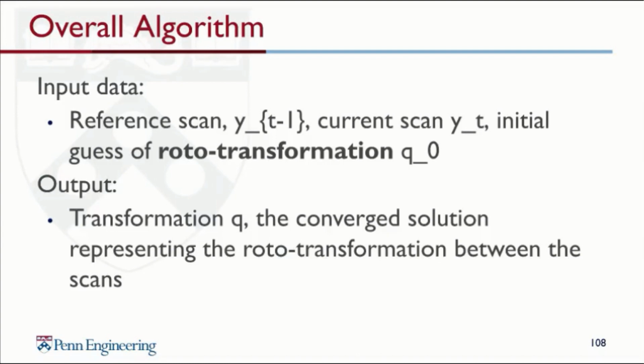Now, the algorithm itself takes as an input a reference scan y of t minus 1, the current scan y of t, and then some initial guess of the roto-translation q0, which I will explain shortly. Given these inputs, the output of the algorithm is the transformation q, which is the converged solution representing the roto-translation between the two scans y of t minus 1 and y of t.